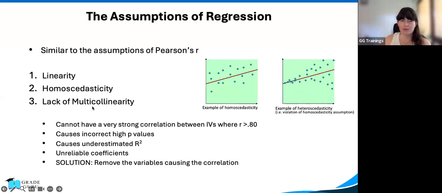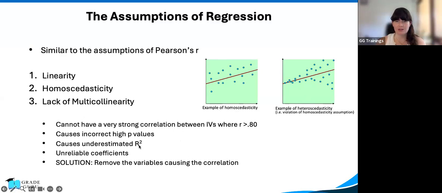And the last one is lack of multicollinearity. So this means that you cannot have a very strong correlation between your independent variables in regression. This is a test you actually have to run when you're doing real research, to make sure that your R value is not greater than 0.8. And what happens if there is a very strong correlation between your independents? It causes incorrect high p-values, which means that you are making type 2 errors, most likely, because you're going to be retaining H0s when you should be rejecting, possibly.